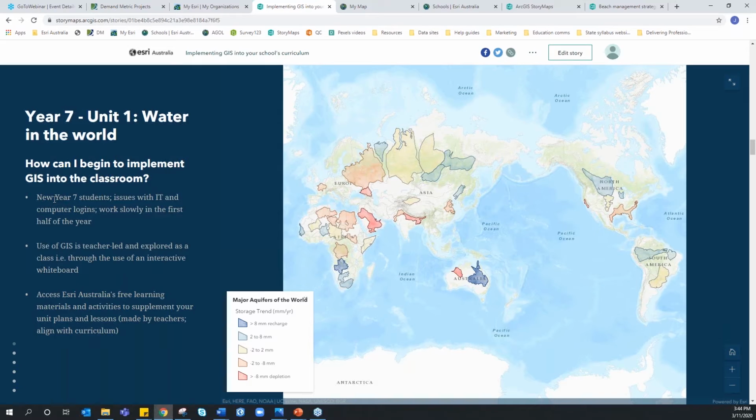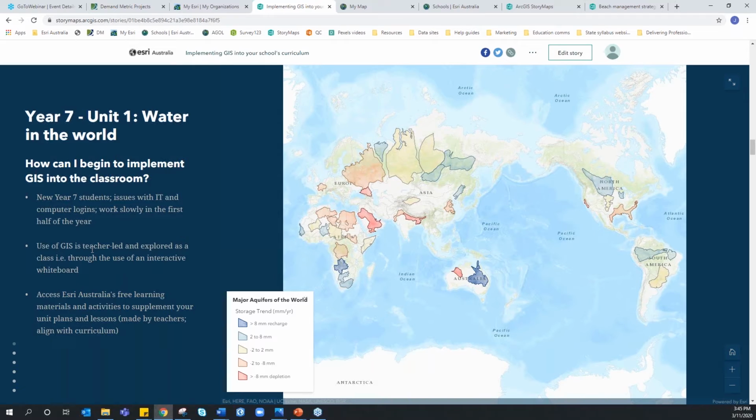You've got issues with IT at the start of the year, students struggling to log in with their computer logins, and then even when they do log in, they're just very slow to get around the software, the computer, different applications and web browsers, etc. I'll be the first to admit that. But with that in mind, that would inform my teaching practice as to how I would plan to use GIS, especially in this first unit, Water in the World.